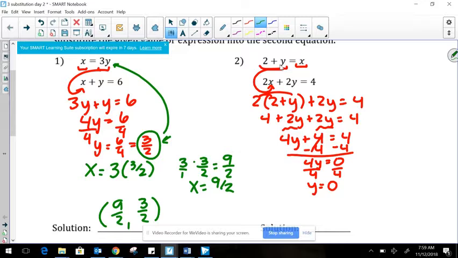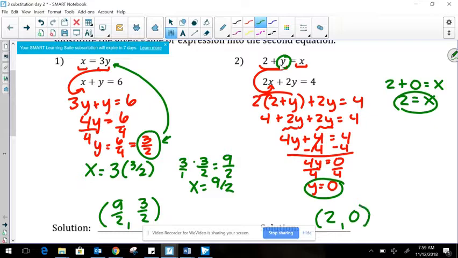Okay, so I have now 2 plus, instead of y, I'm plugging in 0. So 2 plus 0 is 2. X equals 2. Well, that was easy. Okay, so now my solution is x comma y. So my x is 2. My y is 0. So that's my solution.